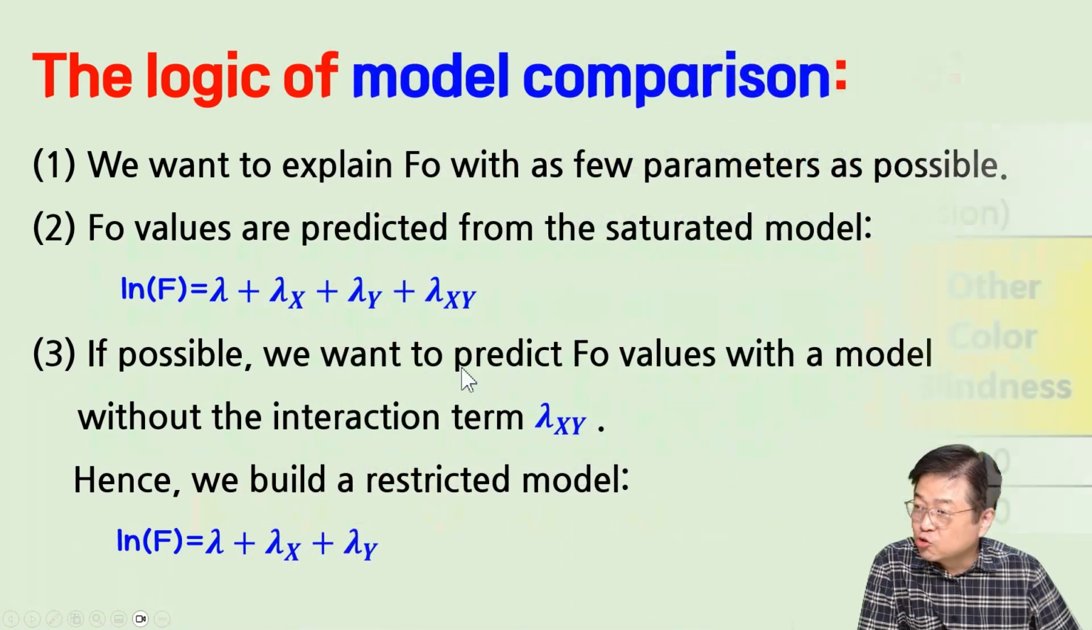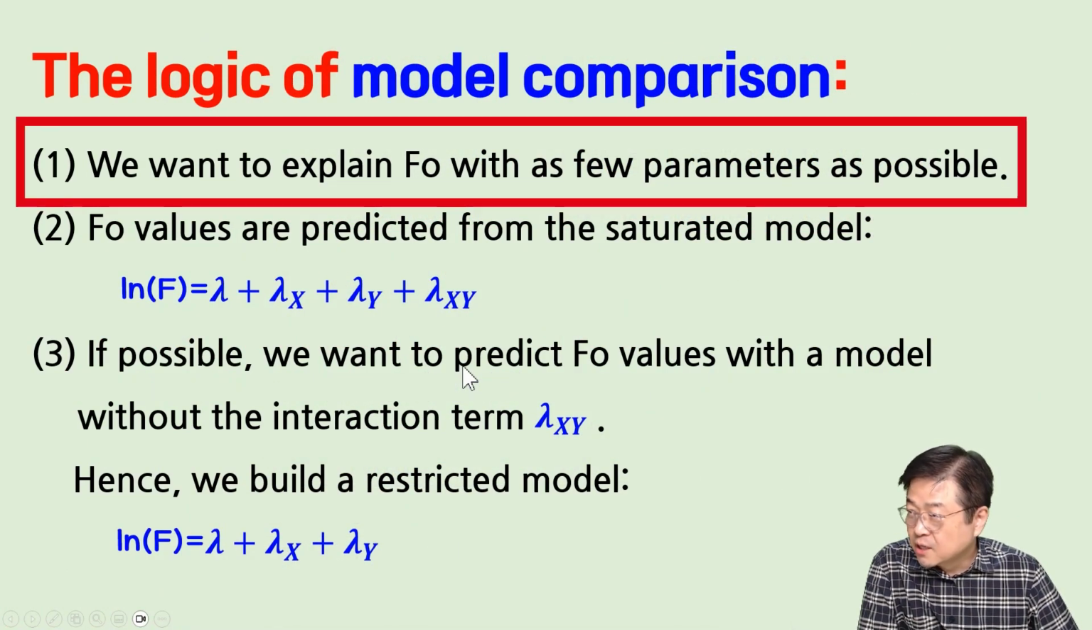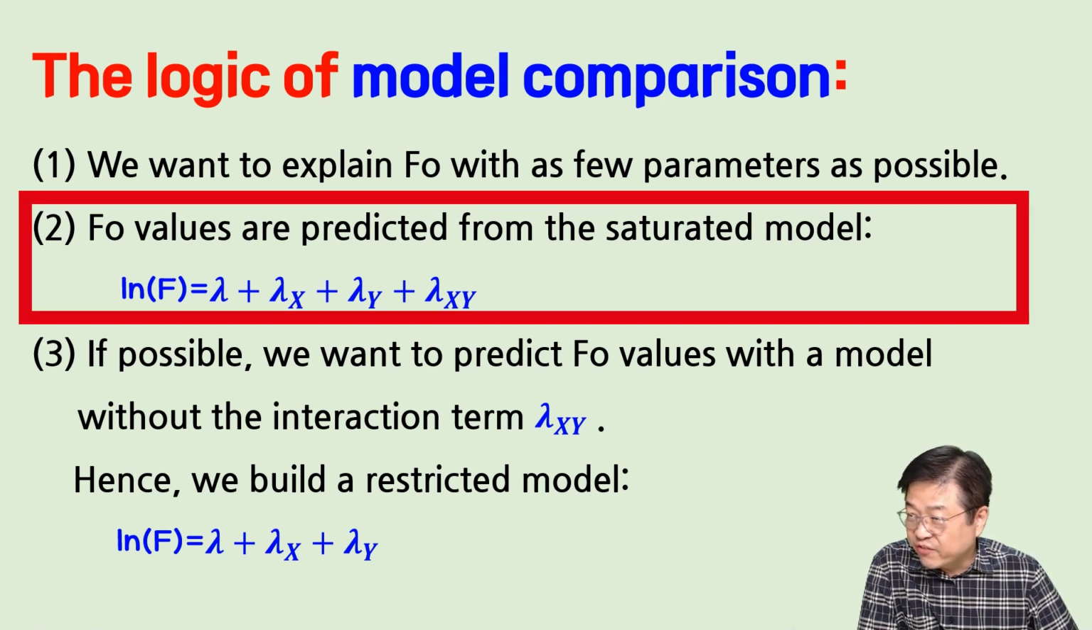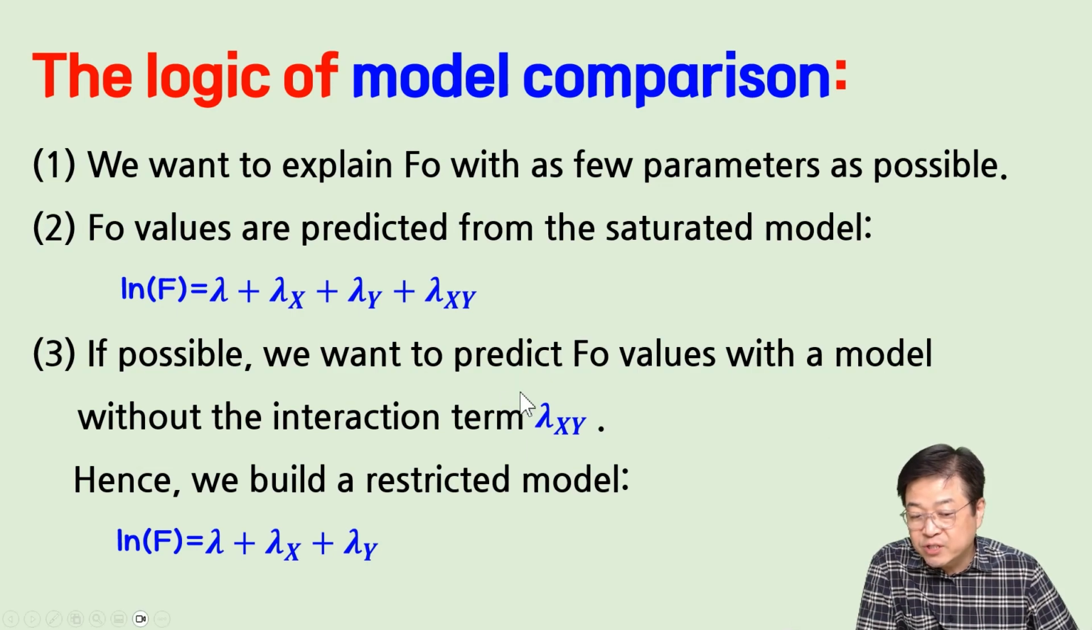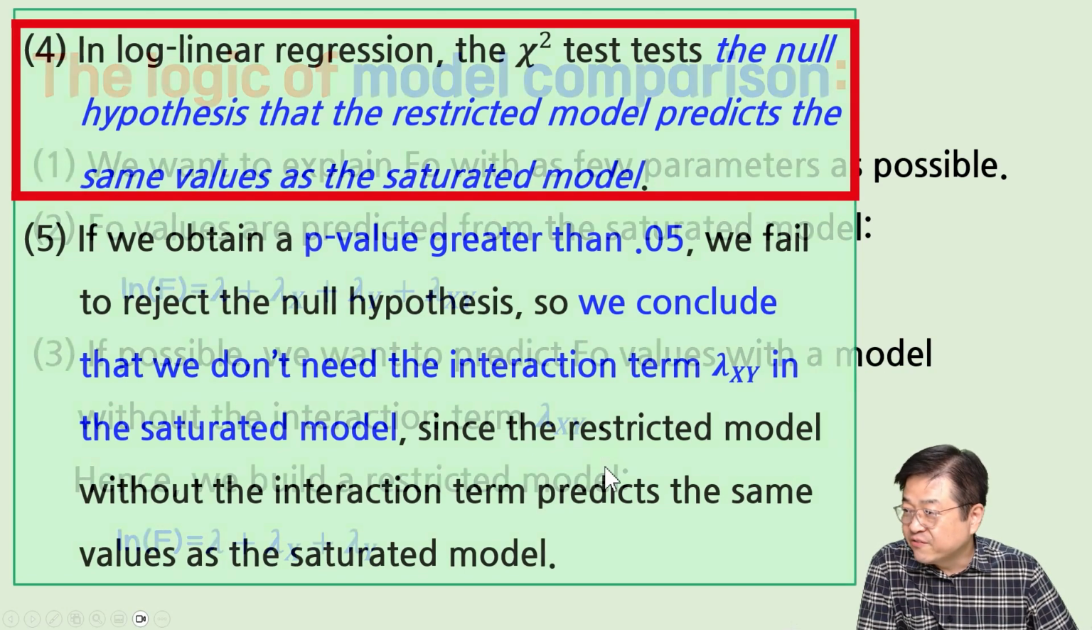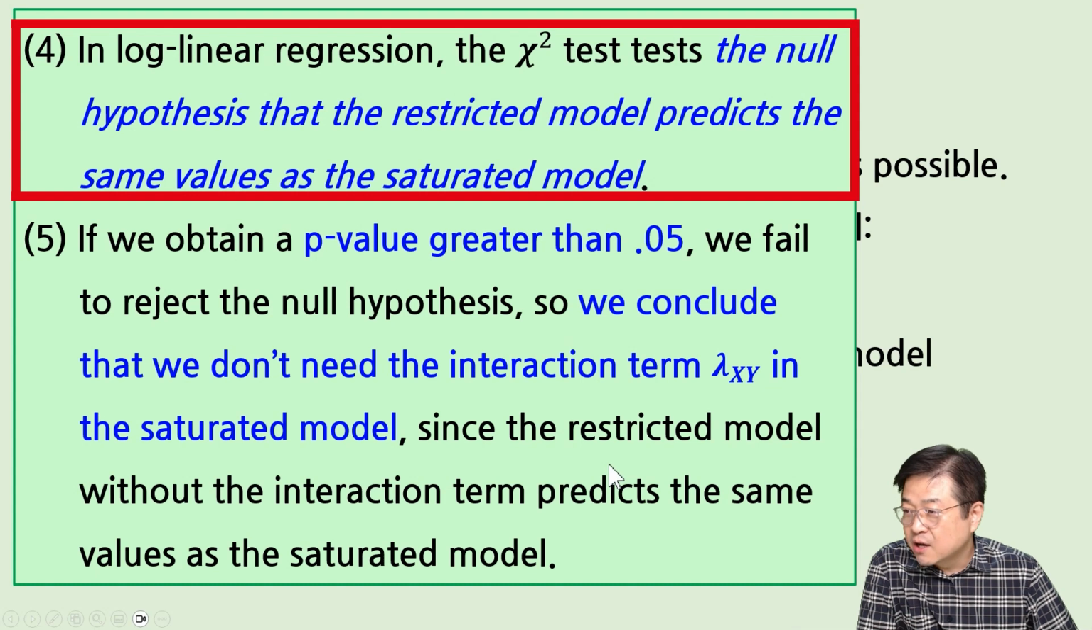Then how do we compare the two models? Here's the logic. First, we want to explain FO, observed frequency, with as few parameters as possible. Second, observed frequency values are predicted from the saturated model. And third, if possible, we want to predict observed frequency values with a model without the interaction term lambda xy. Hence, we build the restricted model like this. And fourth, in log linear regression, the chi-square test tests the null hypothesis that the restricted model predicts the same values as the saturated model.